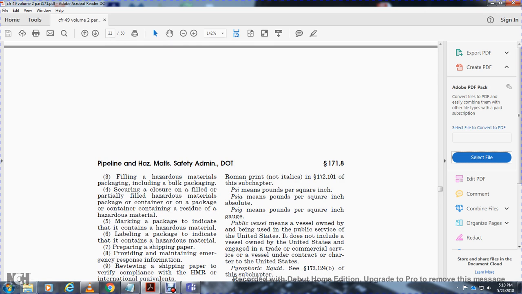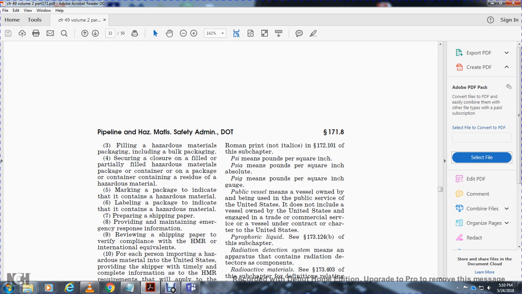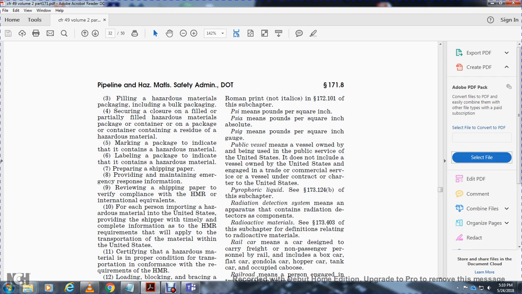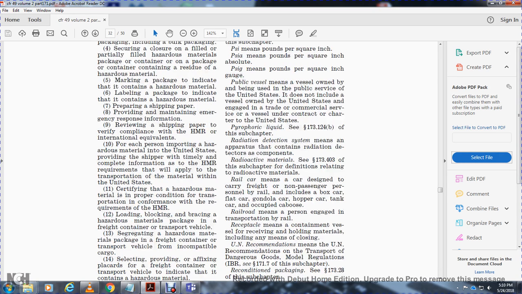Marking the package to indicate that it contains hazardous material; labeling the package indicating the hazard; preparing the shipping paper; providing and maintaining emergency response information; reviewing the shipping paper to verify compliance with the Hazardous Materials Regulations or international equivalents. For each person importing hazardous material into the United States, providing the shipper in a timely manner with the information required by the regulations that will apply to the transportation of the material within the United States. Certifying that the hazardous material is in proper condition for transportation in conformance with the requirements of the Hazardous Materials Regulations; and loading, blocking, and bracing the hazardous material packaging in a freight container or transport vehicle.